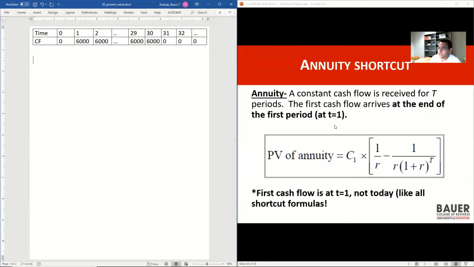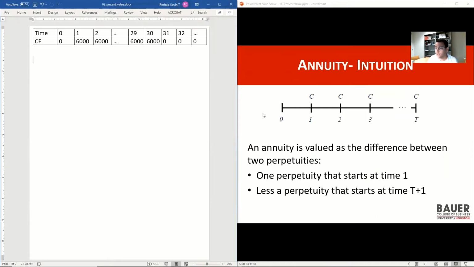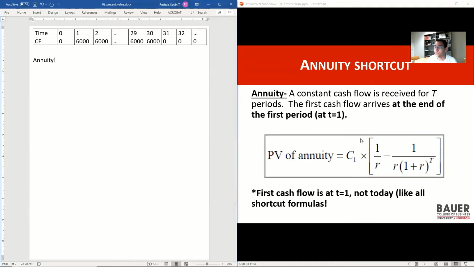We see that this lines up with this timeline here. Nothing going on at time 0, constant payment for a fixed end date. So you recognize, eureka, this is an annuity. Right? That means we can value it using the annuity formula. Okay. What is the value of an annuity? It's the cash flow divided by the discount rate.